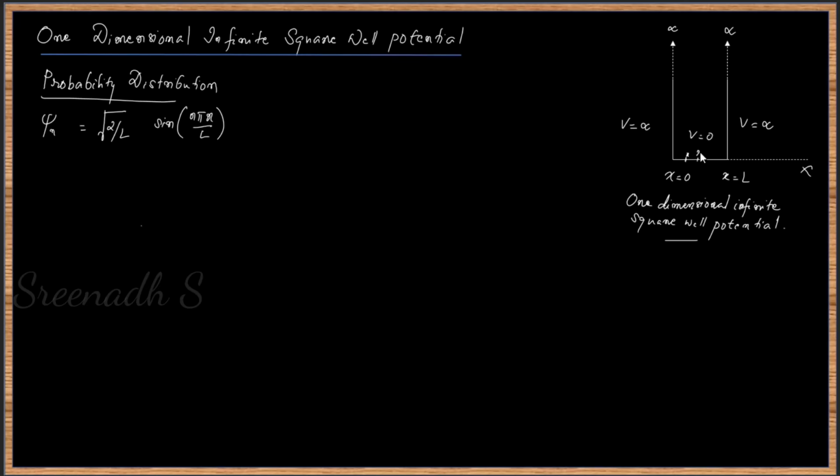So the width between x and x plus dx is dx, right? Now we are just going to find the probability of finding the particle between x and x plus dx, that is through the width dx. So how can we find the probability of that particle between x and x plus dx?